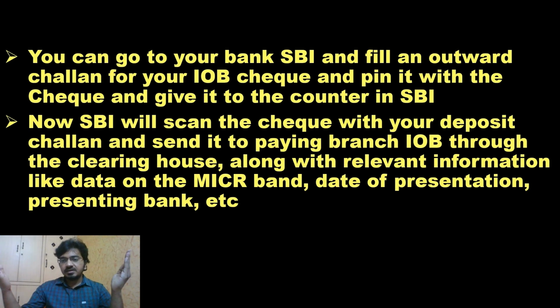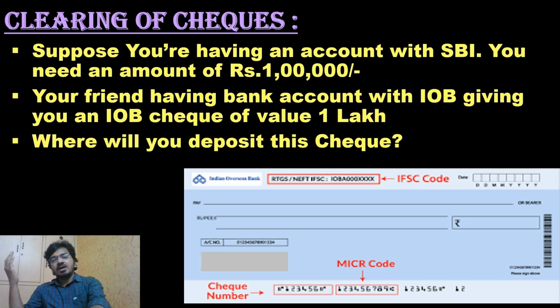So once the receiver bank receives the check, they will verify the columns like the IFSC code, which means the number for each branch in a bank. Whether this IFSC code is valid or not, they will check. They will check the MICR code. MICR code is specially for check leaves. For every check there will be a MICR code. IFSC code is for every bank, for every branch.